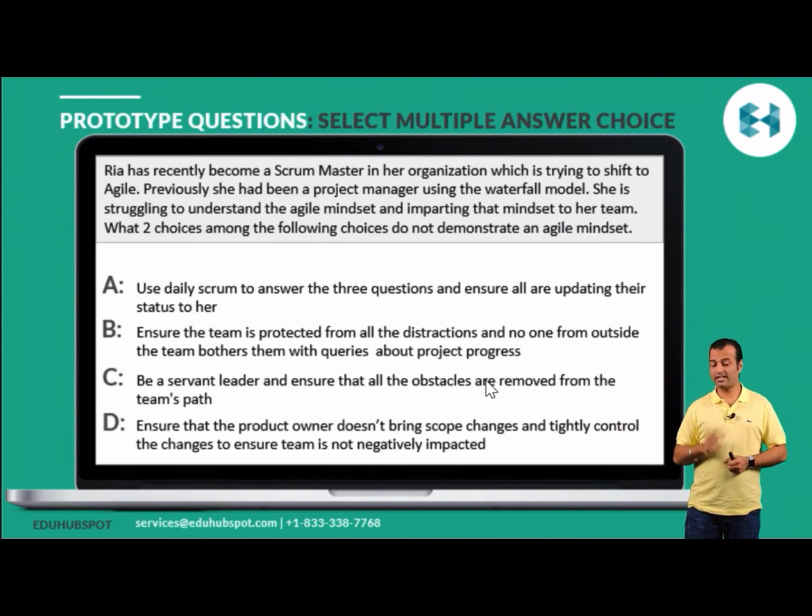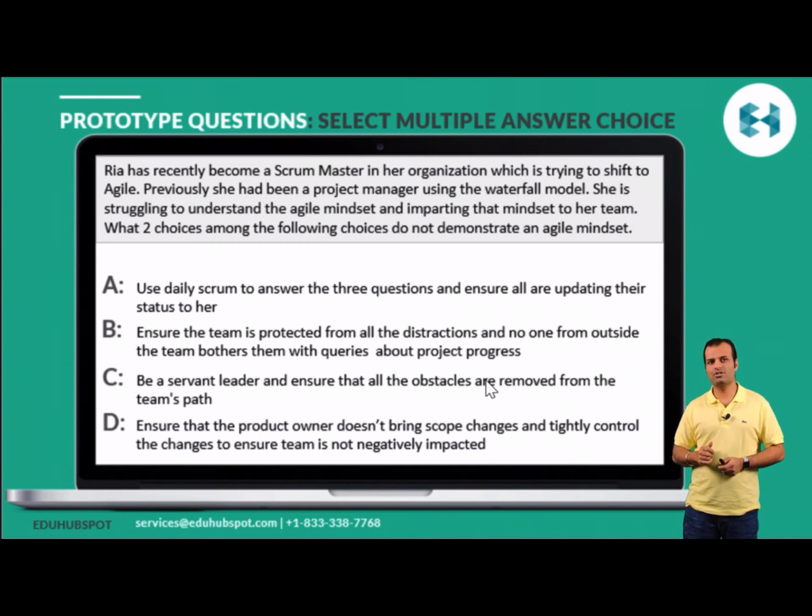Second answer choice, second question. Over here, you may have to select multiple answers. They may give you more than 4 answer choices also. You may get 5 answer choices and you have to pick 2 or 3 options out of the 4 or 5 which are given to you.